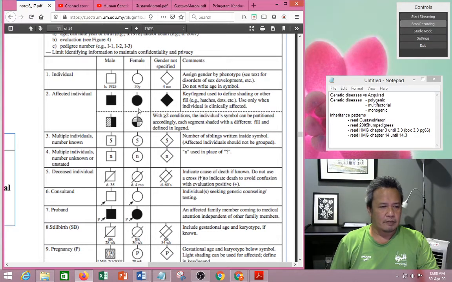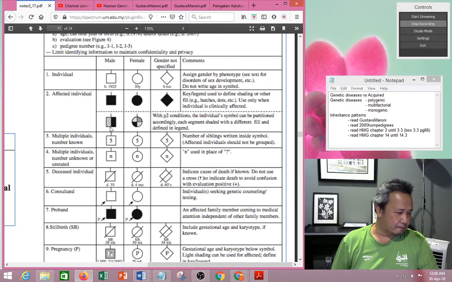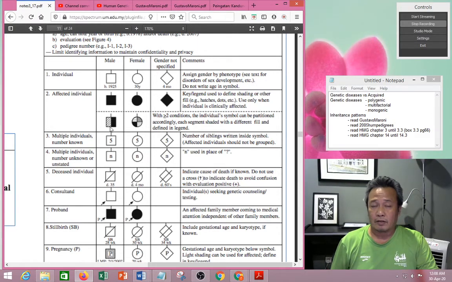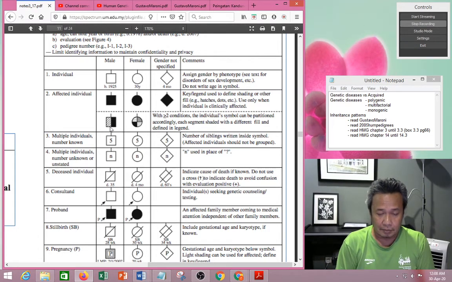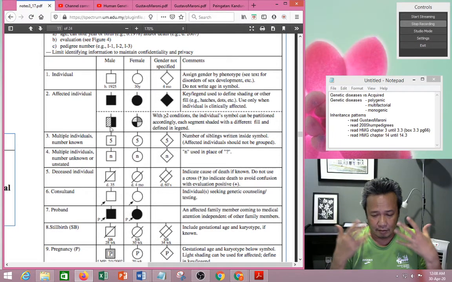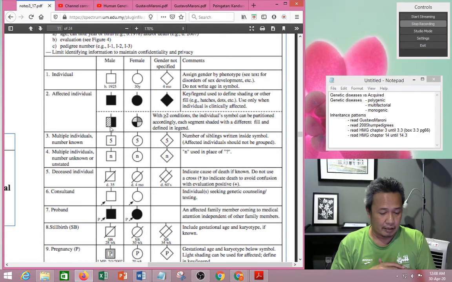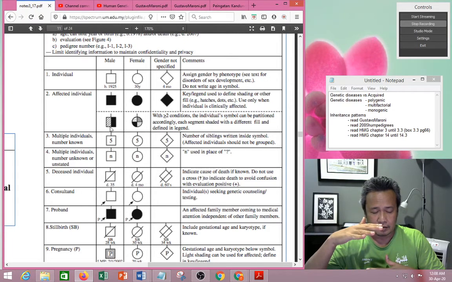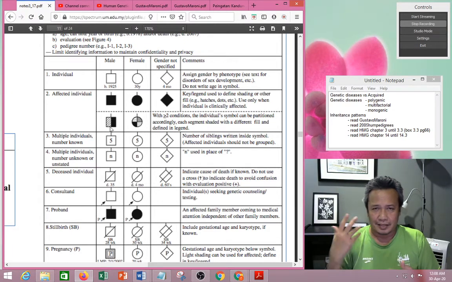Affected individuals. Now, sometimes you see multiple, like a syndrome. Do you know what a syndrome is? Like Down syndrome, Turner syndrome. Syndrome means you're talking about multiple disorders. For example, in Down syndrome, you have the mongoloid facial features, stunted growth, and mental retardation. So each can refer to a particular phenotype.